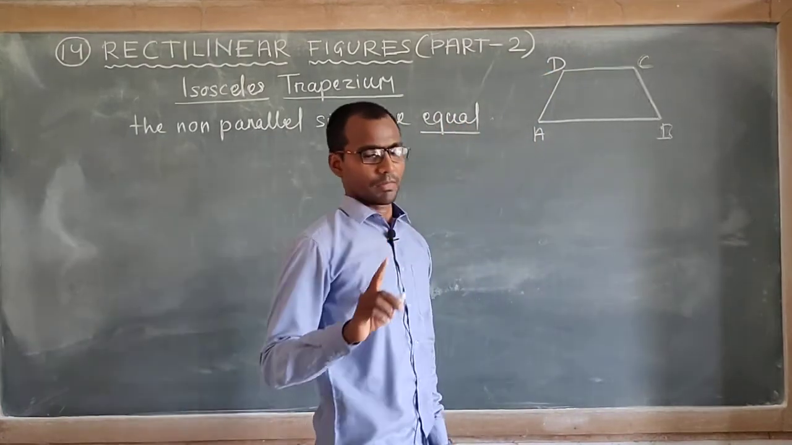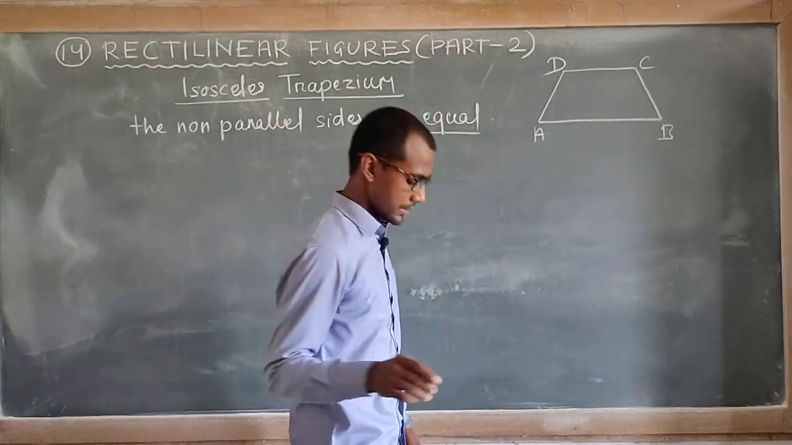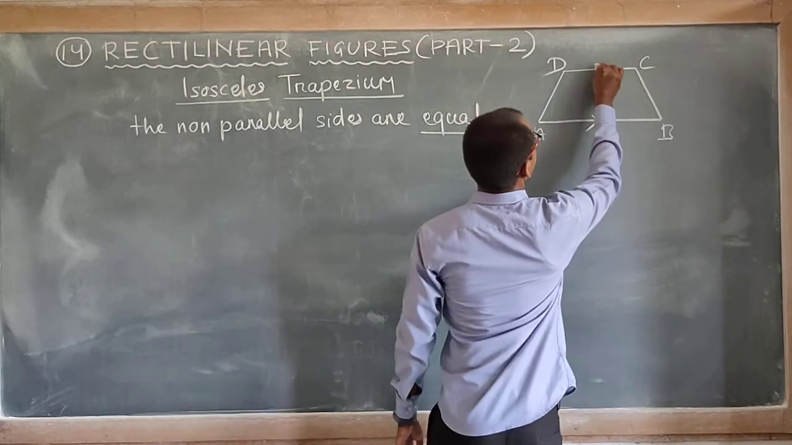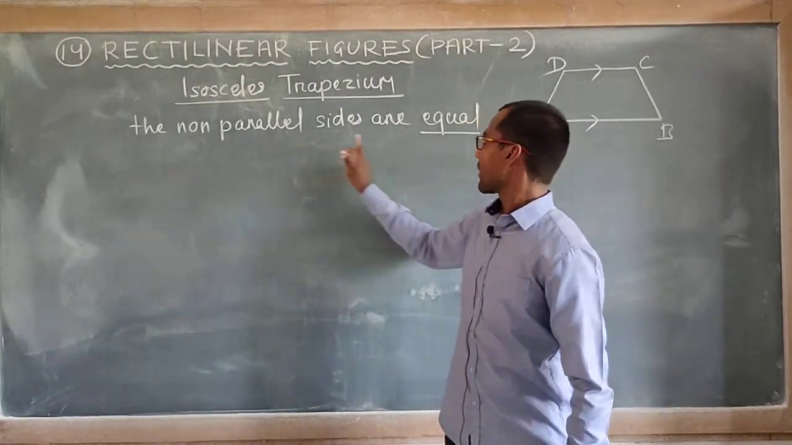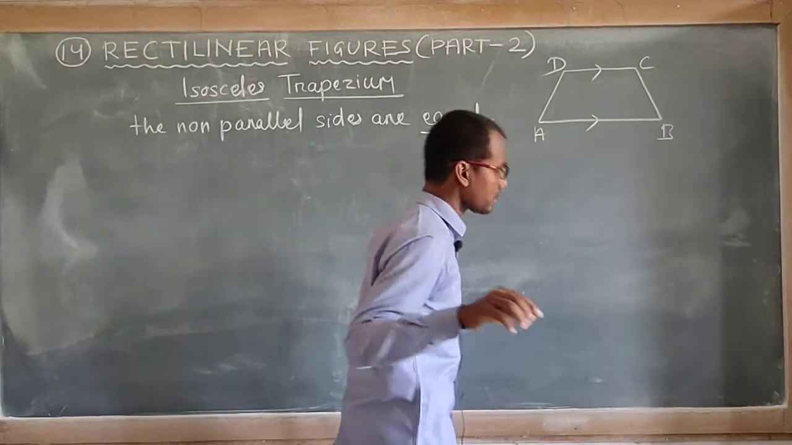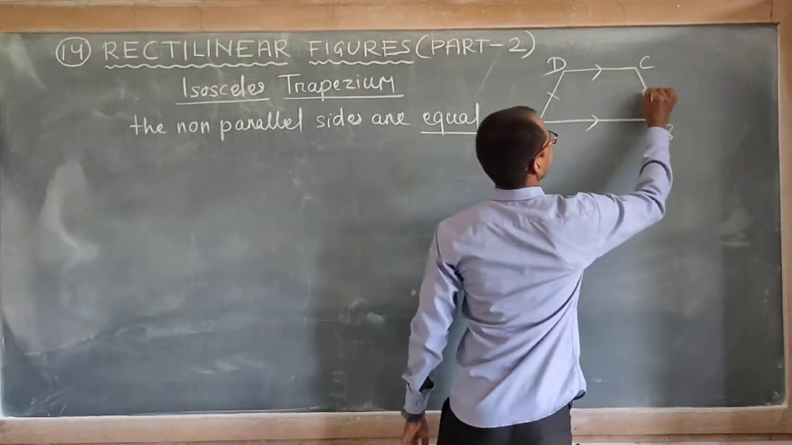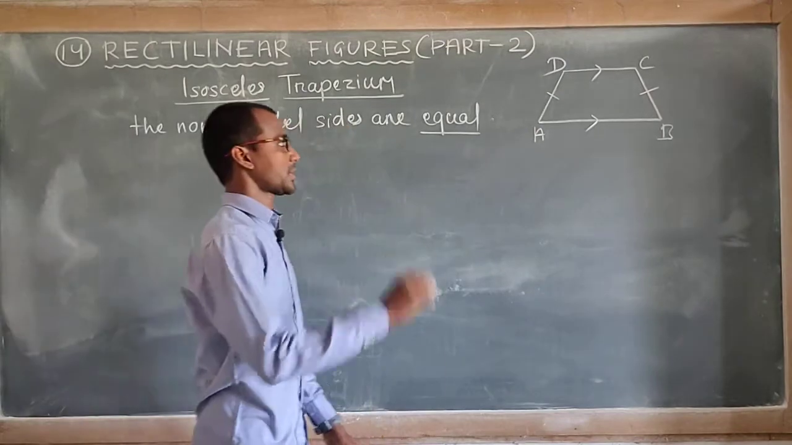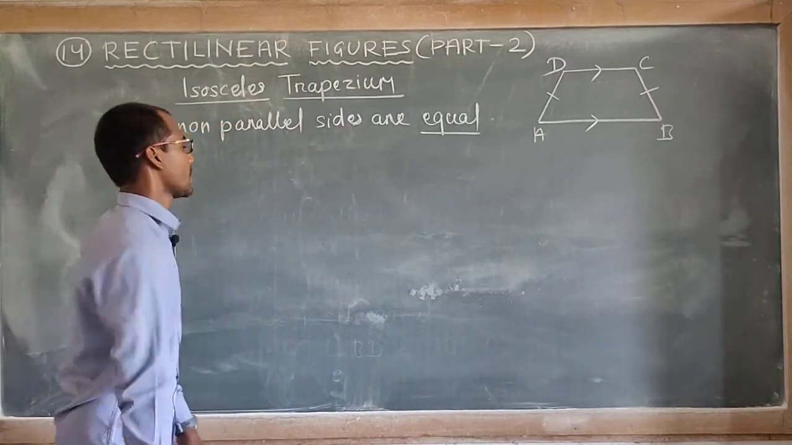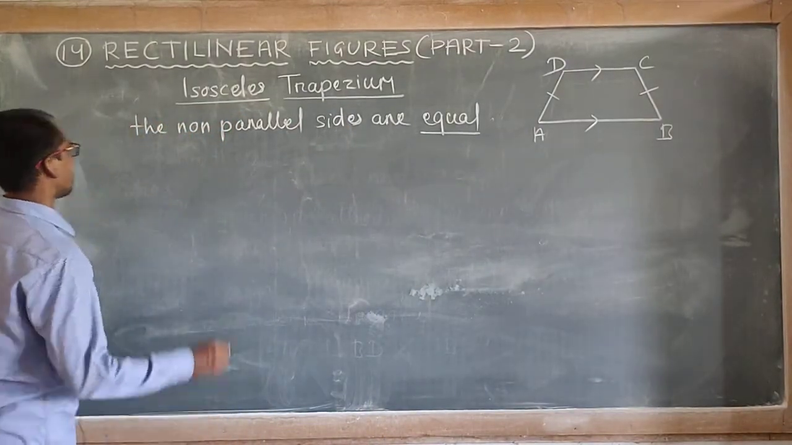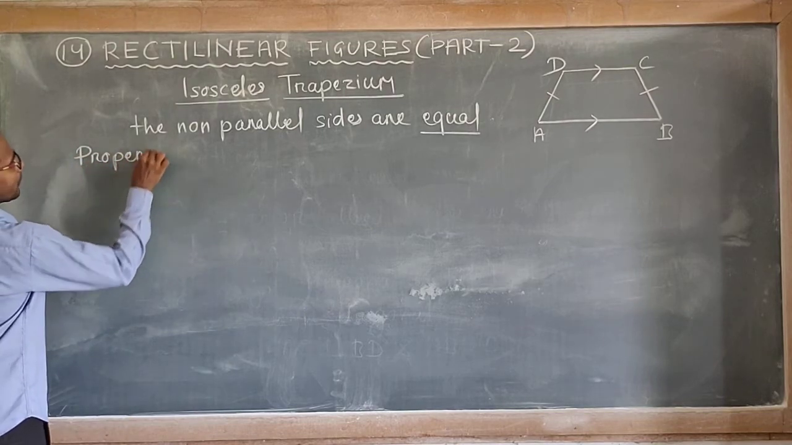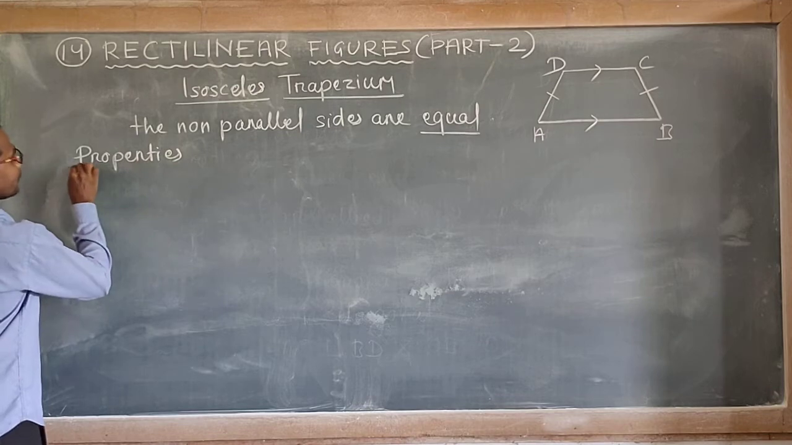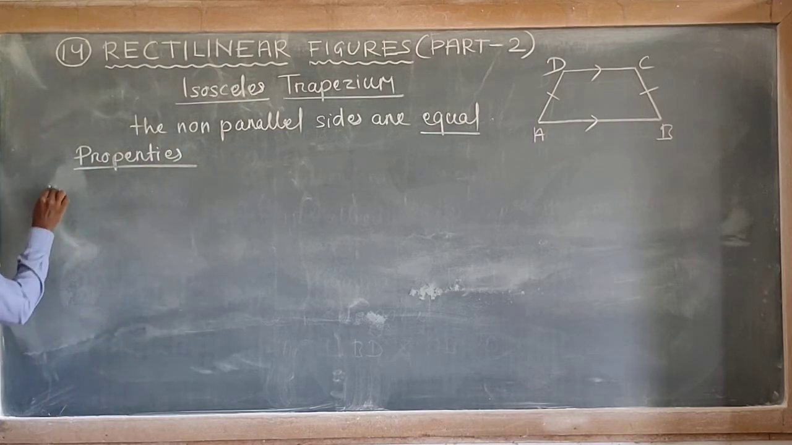Since it is a trapezium, therefore one pair of opposite sides will be parallel. So AB parallel to DC and extra the non-parallel sides will be equal. So AD is equal to BC. This is the definition of an isosceles trapezium. Now we will go for properties.